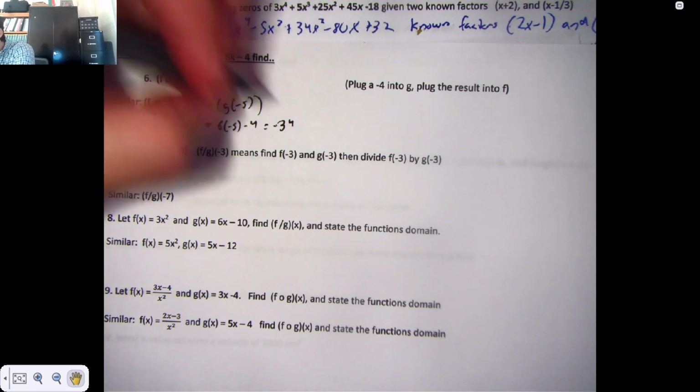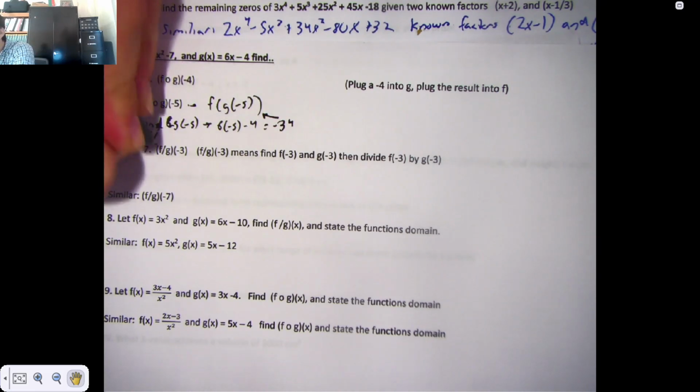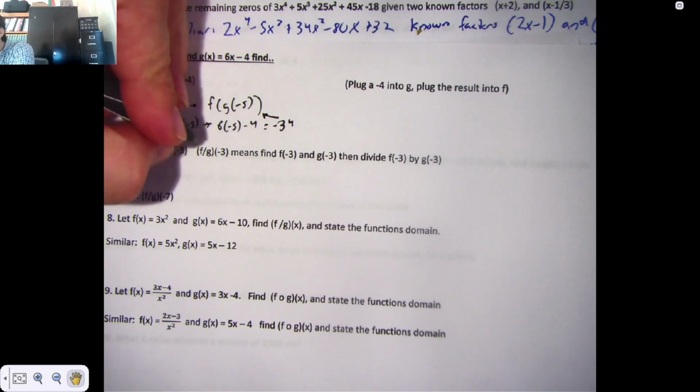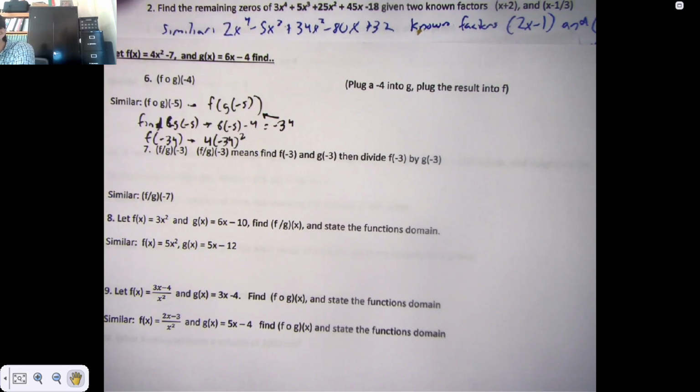Okay. And now I get to use a substitution property. Everywhere I see g of -5, I am now replacing it with -34, so the goal is to find f of -34. This is going to be kind of big. On paper it looks like this.